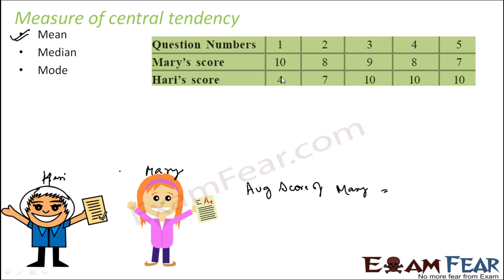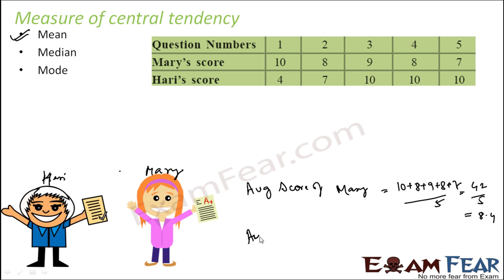It will be what? Add all this: 10 plus 8 plus 9 plus 8 plus 7, and you divide by 5. Right? What you get is 42 by 5, and that is 8.4.